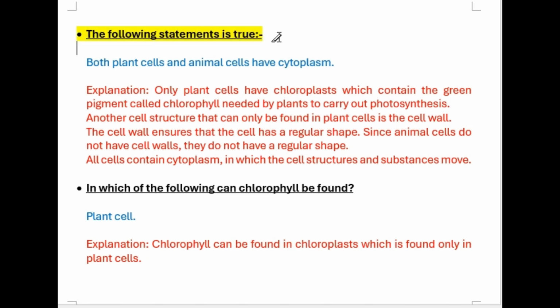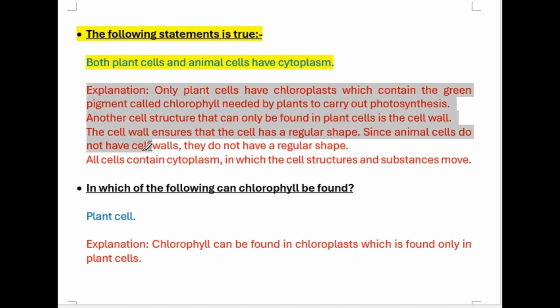Which of the following statements is true? Both plant cells and animal cells have cytoplasm. Explanation: only plant cells have chloroplasts, which contain the green pigment called chlorophyll, needed by plants to carry out photosynthesis.